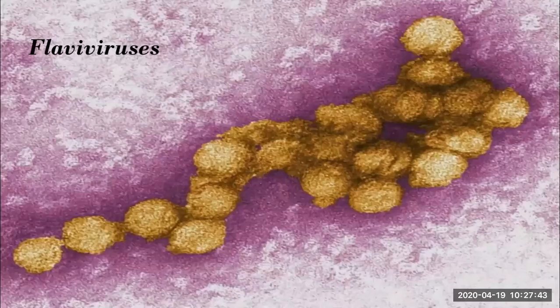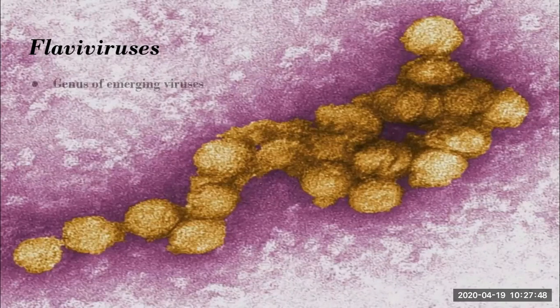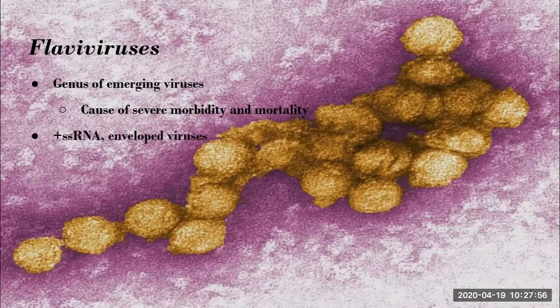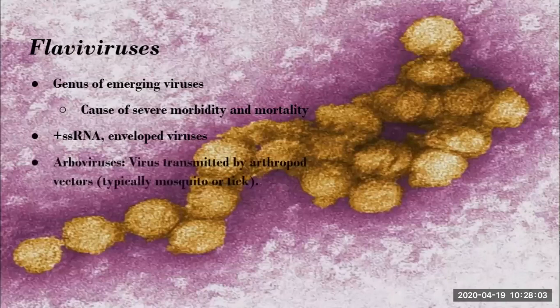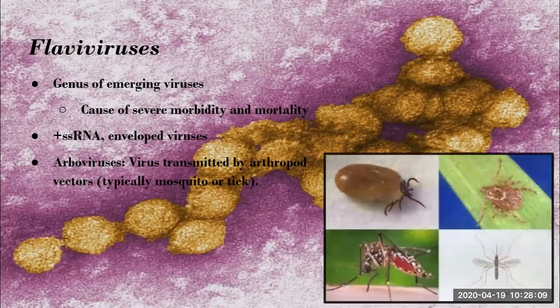So dengue is a virus which falls into a genus of viruses known as the flaviviruses. And this is an emerging genus of viruses which is known to cause a significant amount of morbidity and mortality disease throughout the world. These are, as a group, plus single-stranded RNA enveloped viruses, and they're sometimes referred to as arboviruses. So this is just a way of saying that these are viruses which are transmitted through some sort of insect vector. The examples I've provided here are ticks and mosquitoes. These are two of the most common.